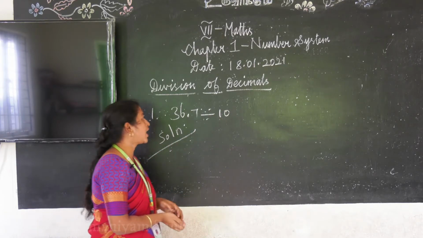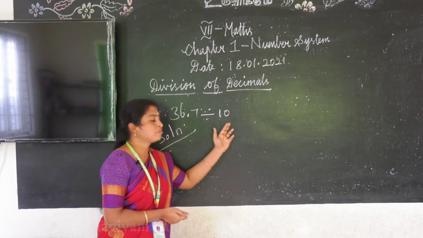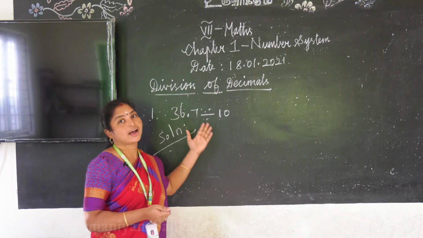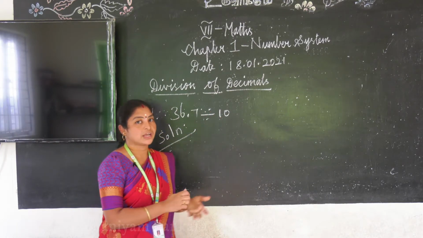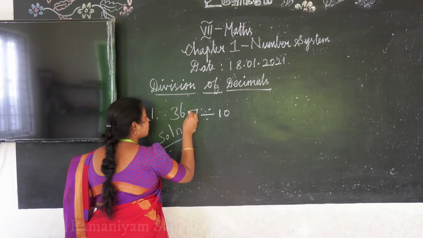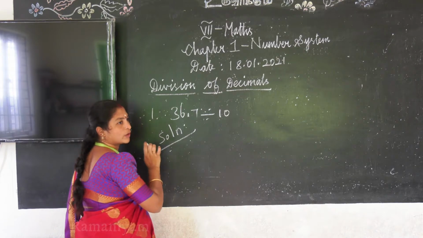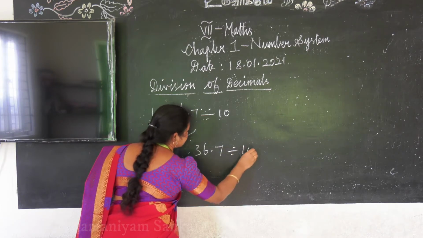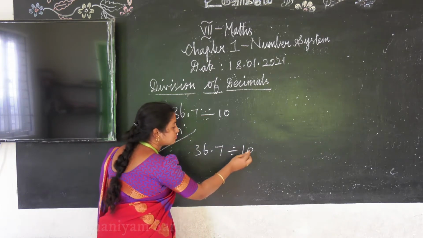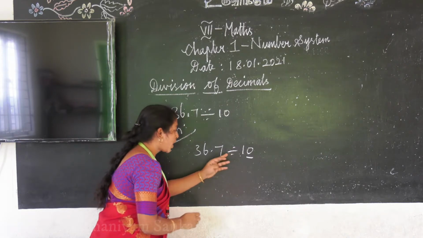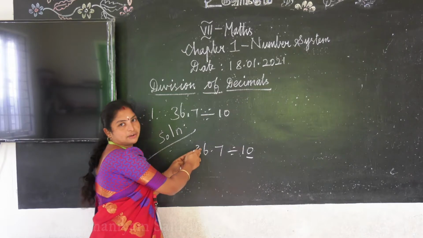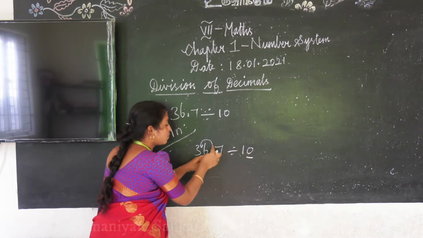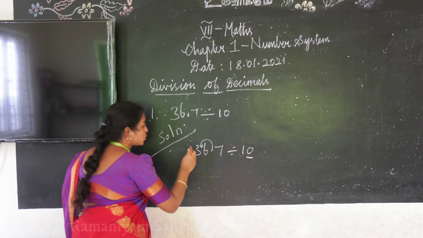When the divisor is 10, 100, 1000, we have to move the decimal point towards the left side, according to the number of zeros. For example, 36.7 divide 10. How many zeros are there? There is only 1 zero. So we have to move one step towards the left side. See how I am moving. So what is the answer?